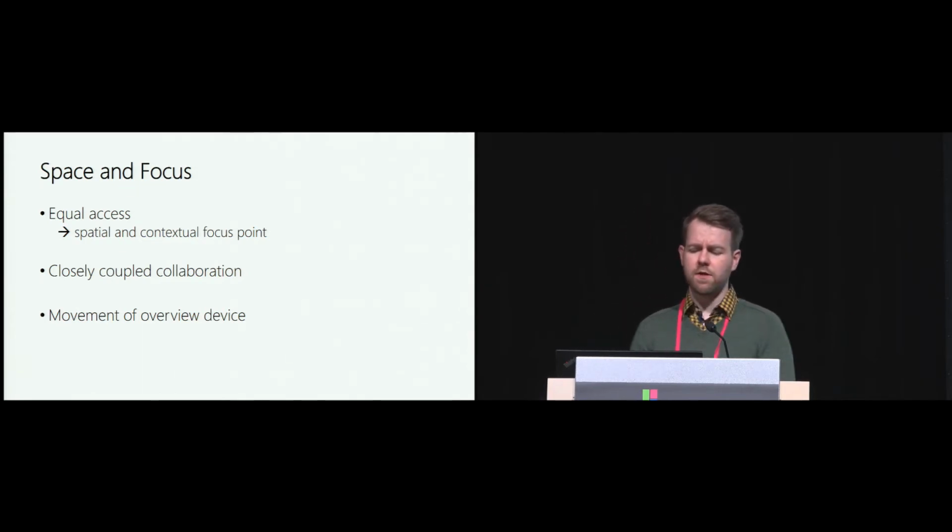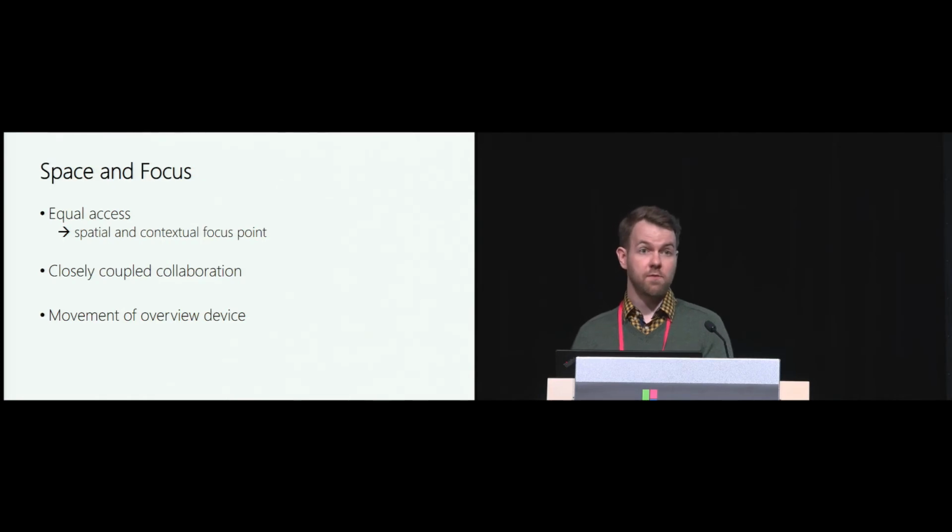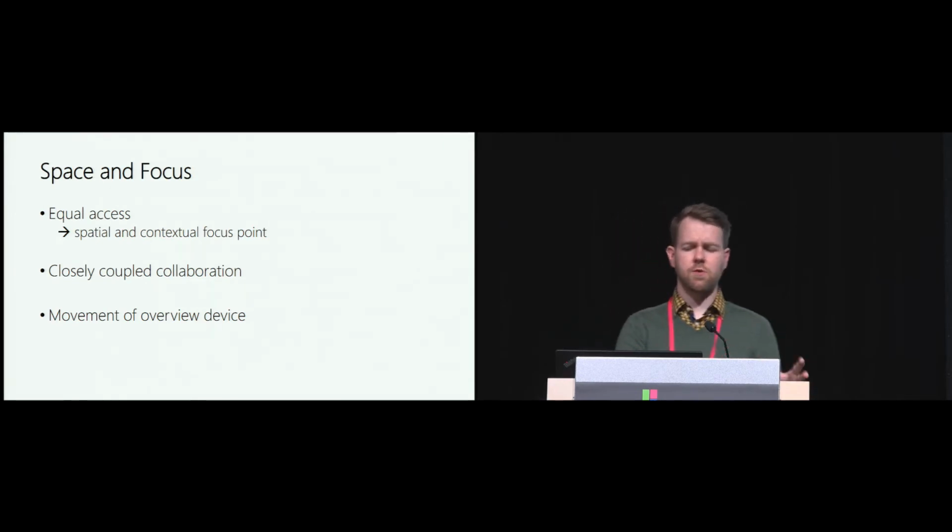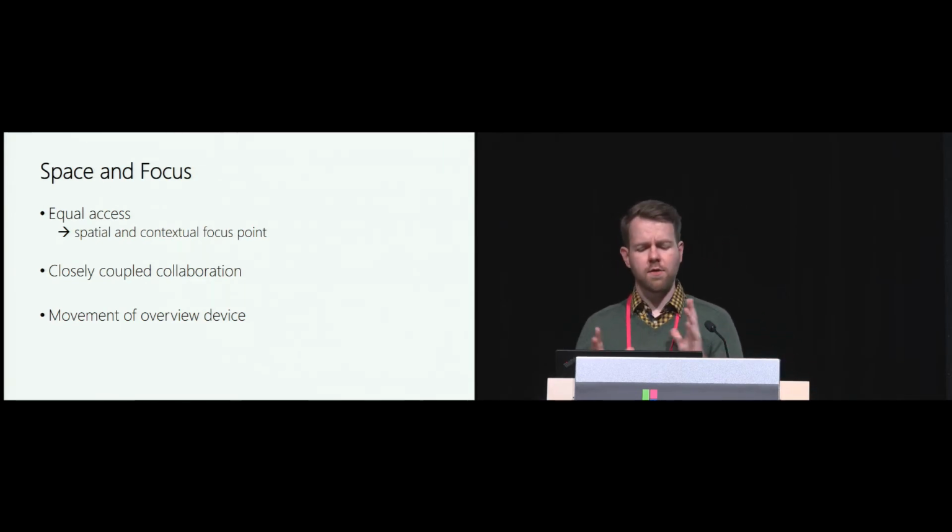In those groups that moved the overview device, we observed more spatial movements as participants were shifting on their chairs or standing up to have a better view. And this spatial movement also seemed to contribute to more closely coupled collaborations. However, whether the more closely coupled discussions were a result of the movement or the movement was a result of the more closely coupled collaboration is something that we can't answer and needs further investigation.